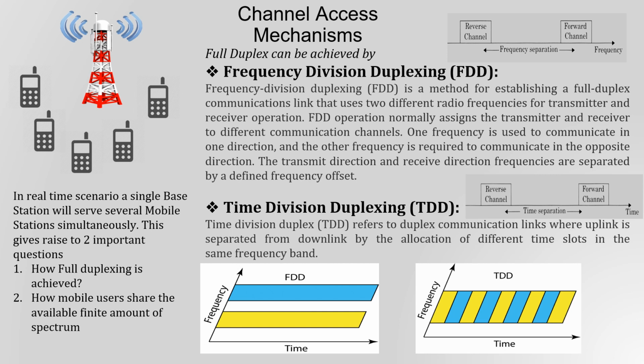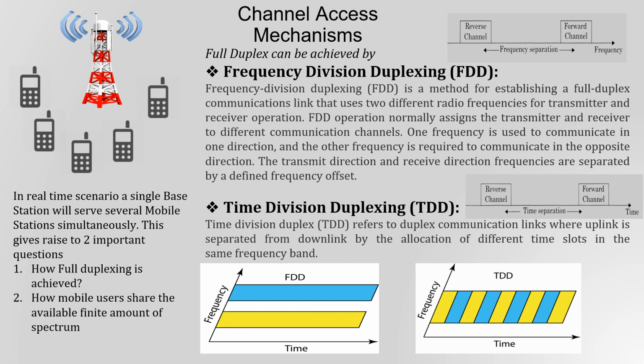And the second question is we will try to see how these multiple users are sharing the channel bandwidth which is available with the base station. So these are the two questions we will be trying to address. First of all, going with the first question, how is this full duplexing achieved?